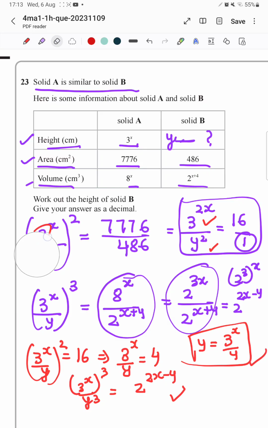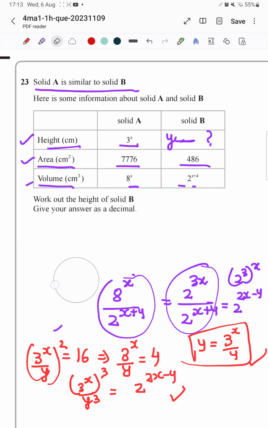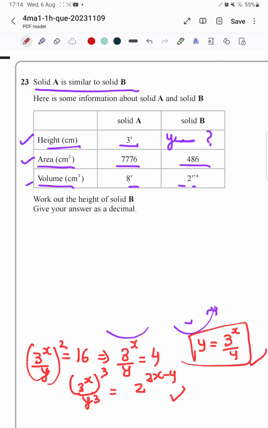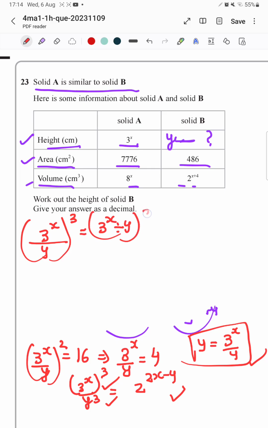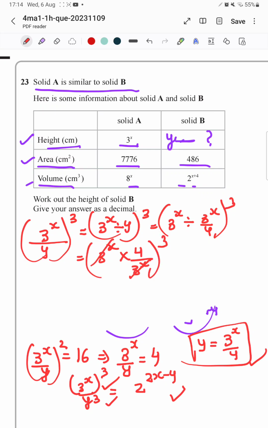Basically what we are going to do now is replace the value of y in terms of x. Here I have 3 to the power of x over y, cubed. How can I solve it? It is 3 to the power of x divided by y, the whole cubed. So it is 3 to the power of x divided by 3 to the power of x over 4, cubed. How do we solve the fractions? Division by multiplication: 4 over 3 to the power of x, the whole cubed. So this and this will cancel out and we just get 4 cubed, which is 64.